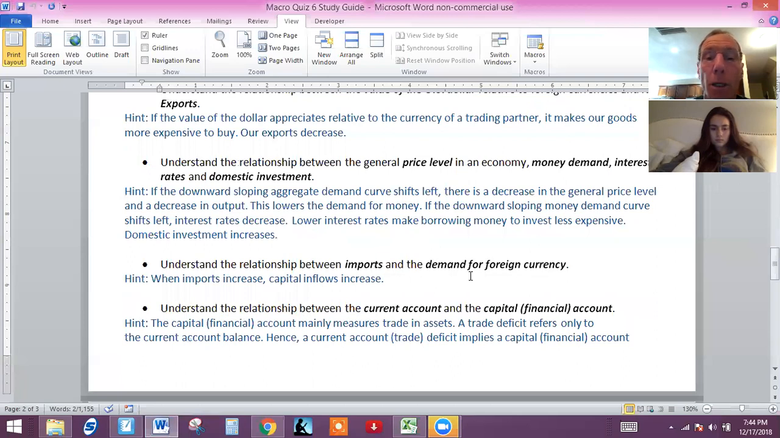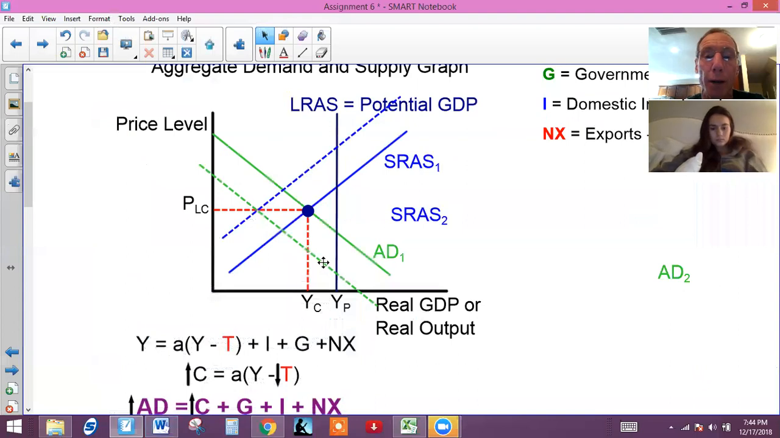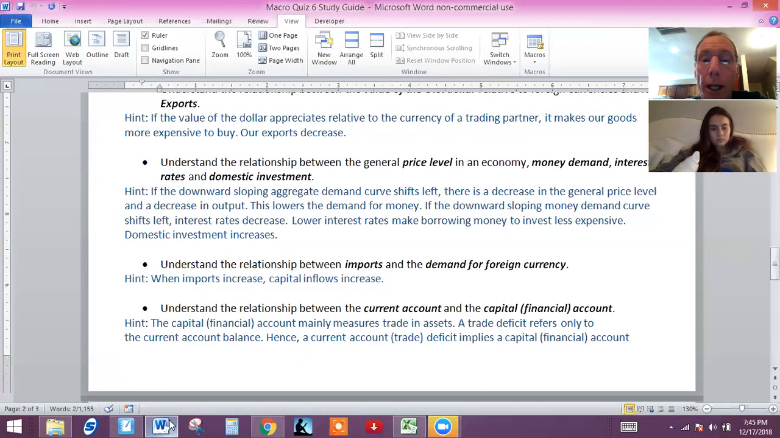Okay, and this one right here lowers the demand for money. So if the general overall price level in the economy goes down, and let's just assume that's because the aggregate demand curve shifts left, from here to here, then price levels are going to drop, and output's going to drop. That we know.